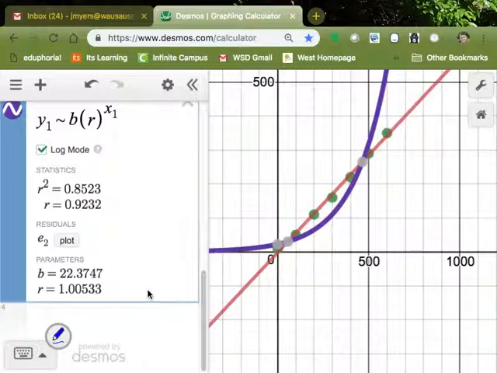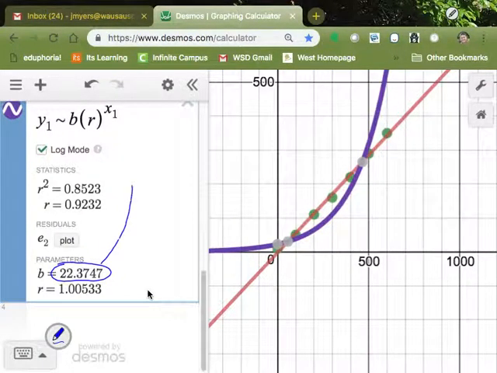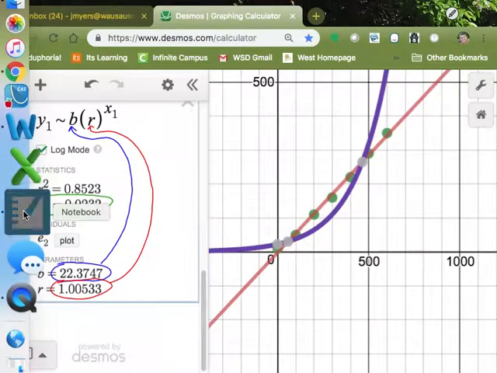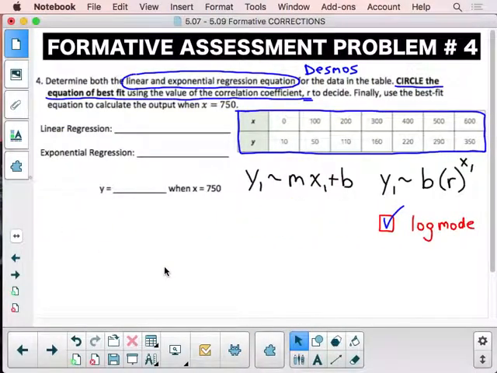All right. Now we get a B value of 22.3747. That's the B value. We have an R of 1.00533. And we have a correlation coefficient of 0.9232. Keep that in mind. We go back to our quiz. We enter in those functions.